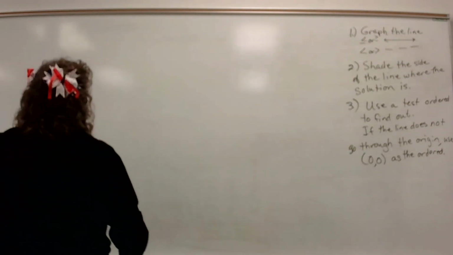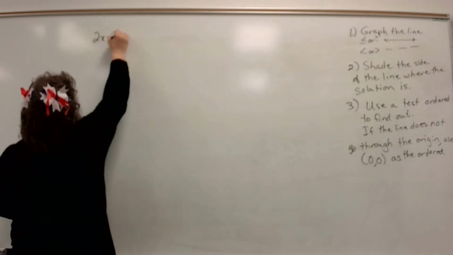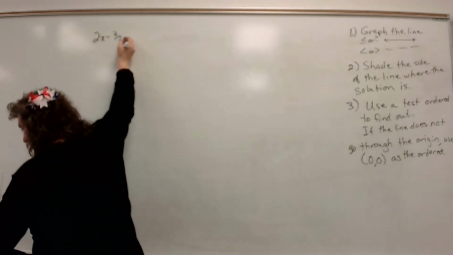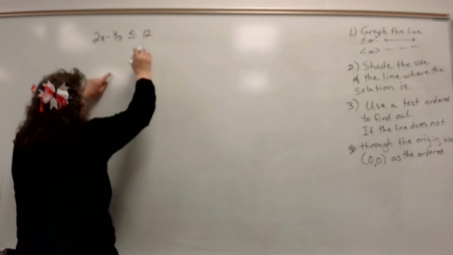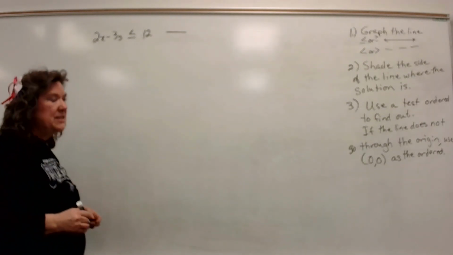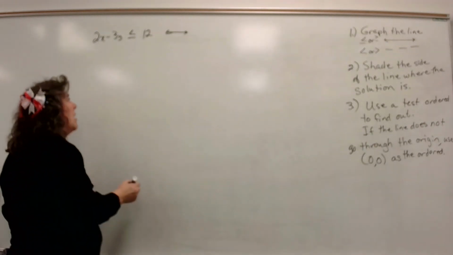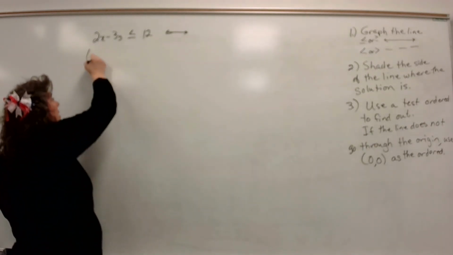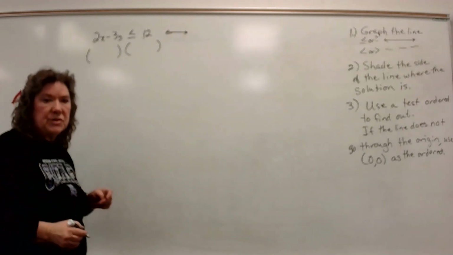So let's look at this equation. 2x minus 3y is less than or equal to 12. Well, less than or equal, so my line is going to be a solid line. Okay, that's the first thing I decide. My line is a solid line. I'm going to choose the ordered pairs for the x and y intercept to use to graph it.